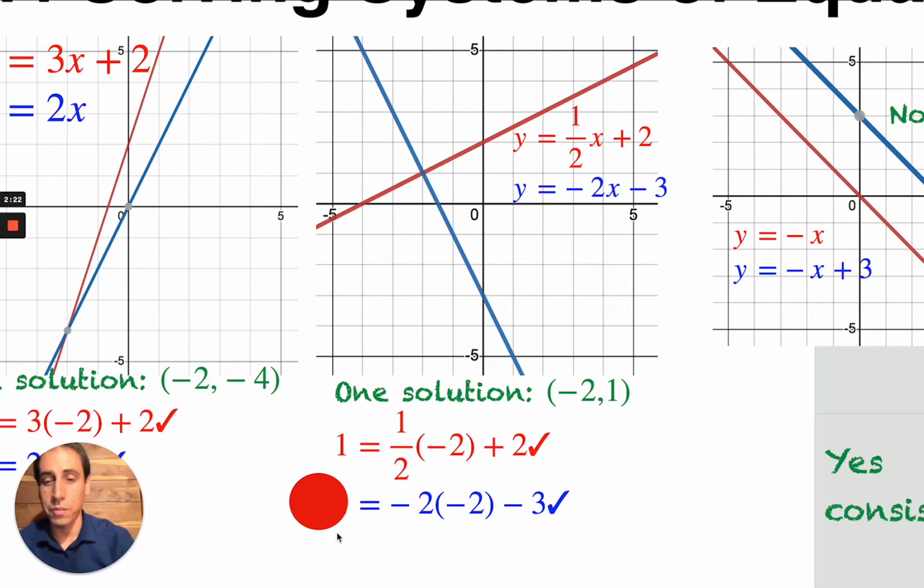You can do the same thing for the blue. Take a moment to think what this red dot is covering up. We're checking the blue y equation. So the value of x goes here, -2, and -2 times -2 is +4 minus 3. You can figure out what's underneath that red dot.